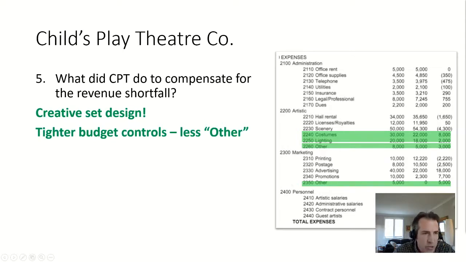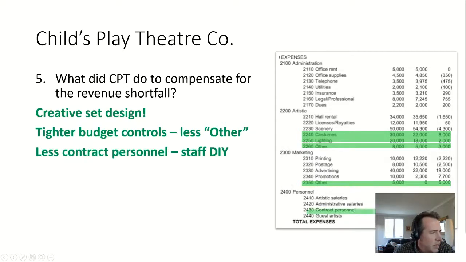They reduced their reliance on contract personnel. So, they saved a bunch of money there. So maybe they had the staff do a lot more than they had actually intended to do or were expected to do. This contract personnel is probably temporary workers.